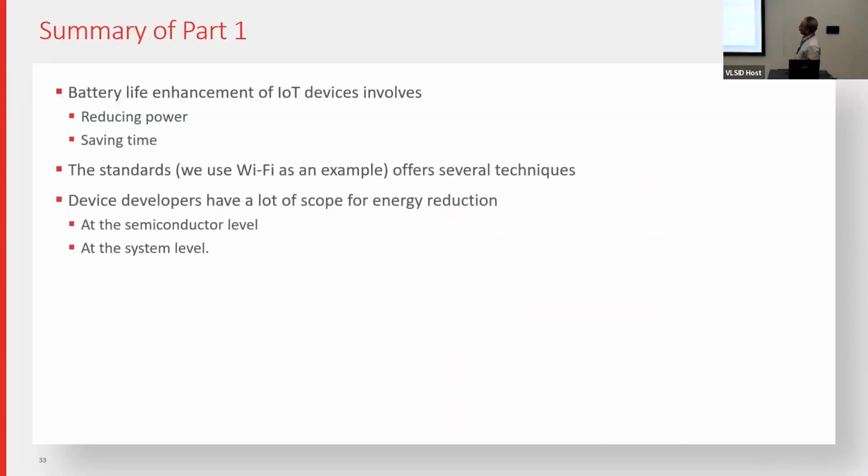All right, so this is the end of part 1. In time for your chai and coffee. We looked at reducing power, we looked at saving time, we looked at how standards help us. We looked at how device developers have a lot of scope. They also have to think in a lot of ways in order to increase battery life. You can do it at the semiconductor level, at the software level, at the system level, and every part of the system impacts your energy consumption.